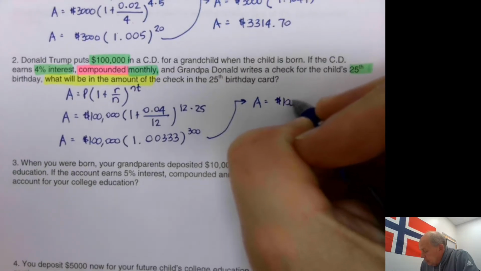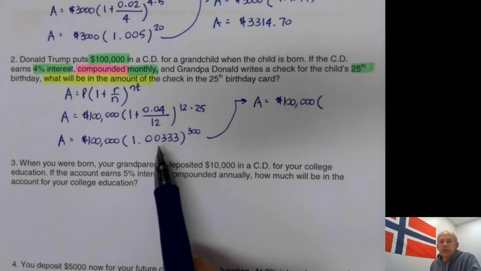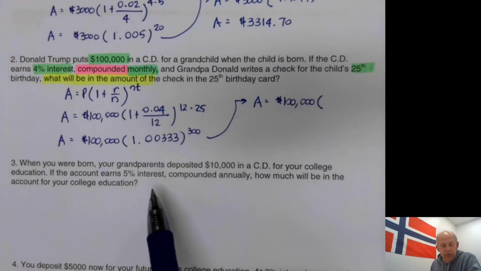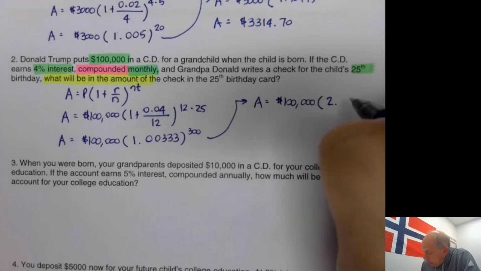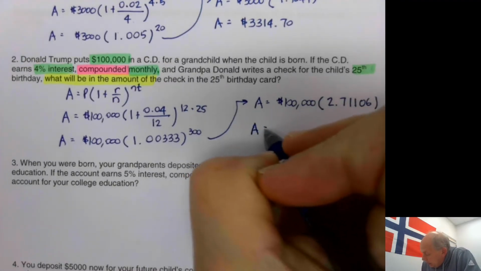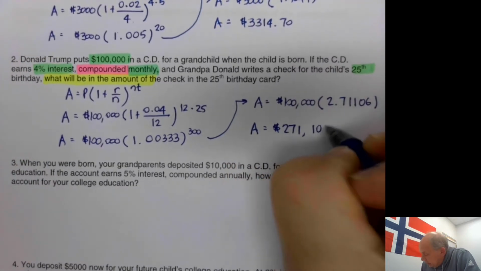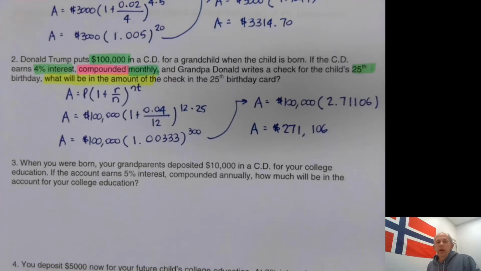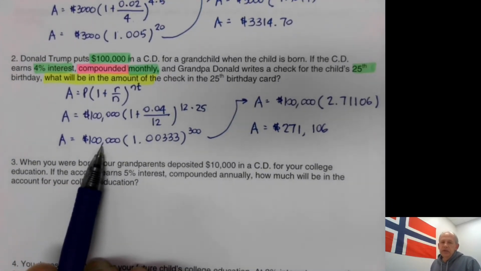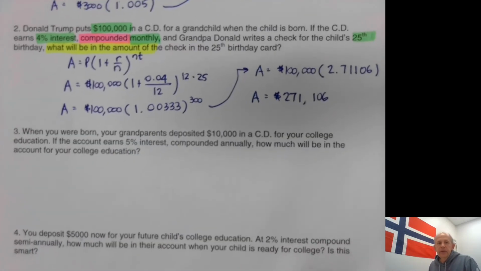The future amount is $100,000 times 1.00333 raised to the 300th power, which is 2.71106. When I multiply these values together, that grandchild would receive $271,106 on the 25th birthday, based on an initial deposit of $100,000 under these conditions. That's a pretty good deal for that grandchild.